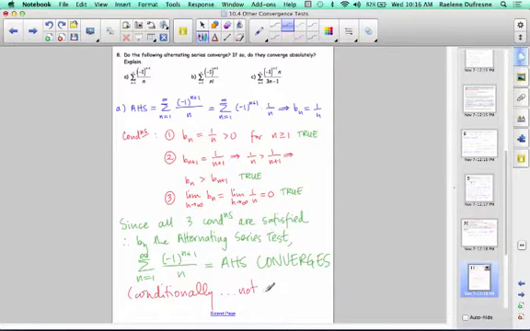We know that this series does not converge absolutely because the non-alternating version of this series is the harmonic series, which is divergent by p series equal to 1. So I'm going to leave you to try parts B and C on your own, and you can check the final answers with the completed lecture notes.